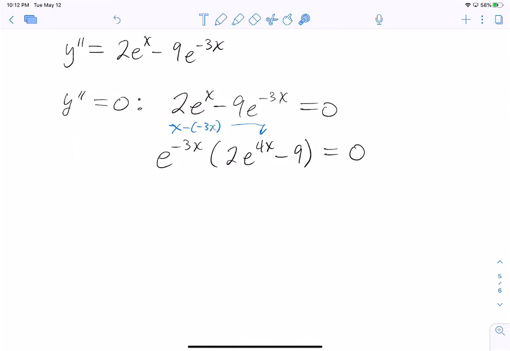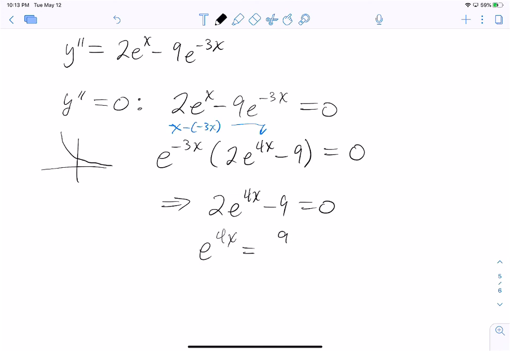Now the range of an exponential function is positive, and in this case we would have exponential decay for y equals e to the negative 3x. The point here is that e to the negative 3x will not make this expression equal to 0. So the 0 must reside in the parentheses. In other words, 2e to the 4x minus 9 equals 0. Solving this for x, we're going to say e to the 4x is equal to 9 over 2. And now we have a variable inside the exponent, and that's where the logs are going to come in.